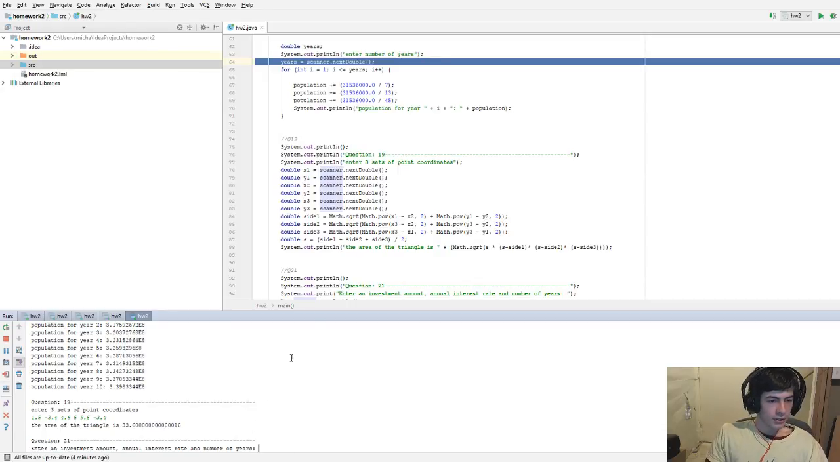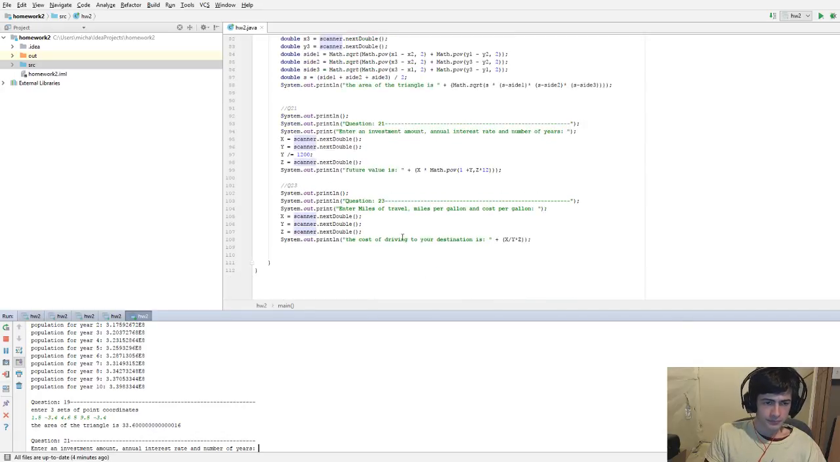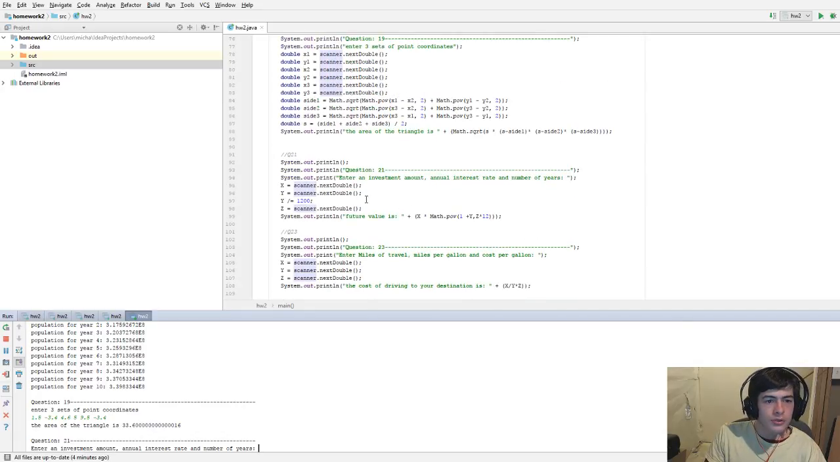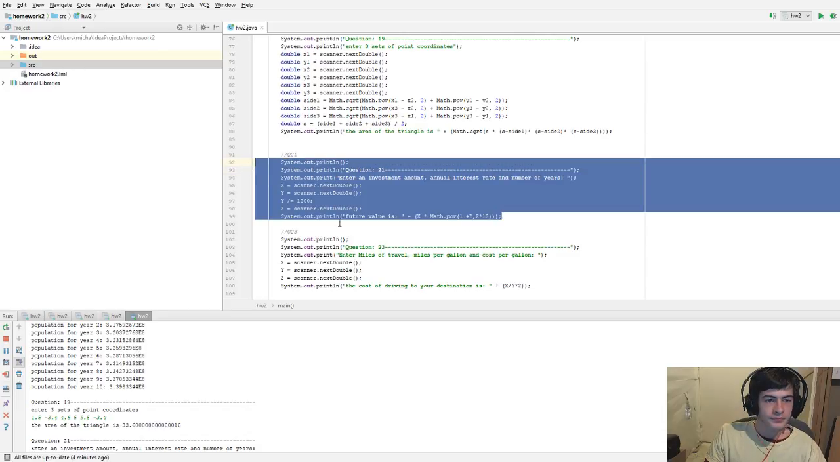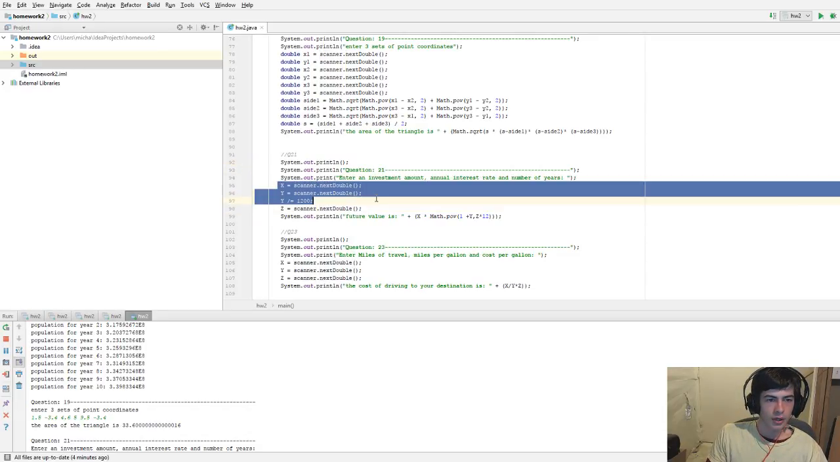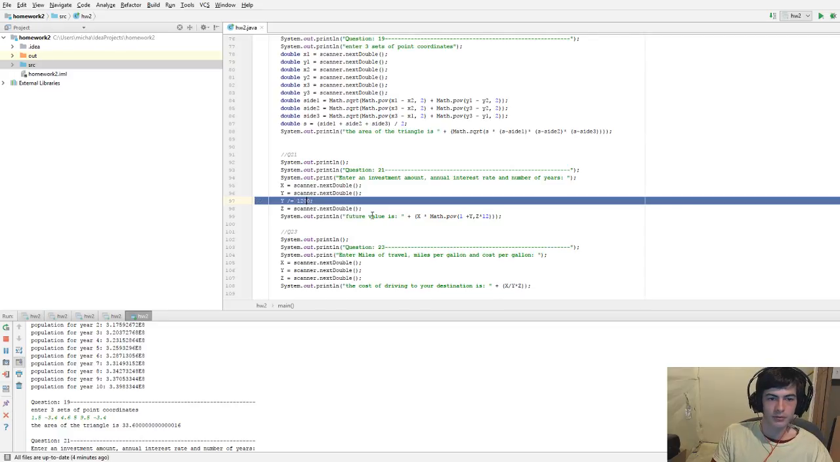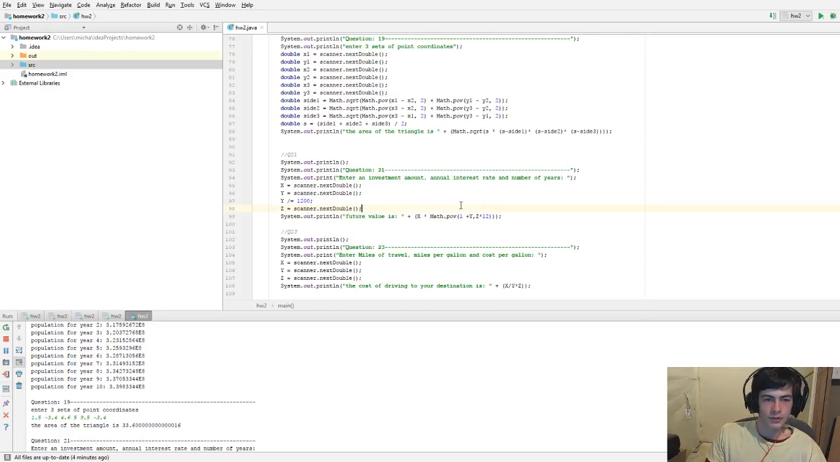The investment amount, annual interest rate and number of years, that is question 21 right here, and we have x, y, next double, and so on. What we're doing here is we are dividing it by 12 and 100 at the same time, just so that it goes to being the monthly interest rate here as it says in the book.